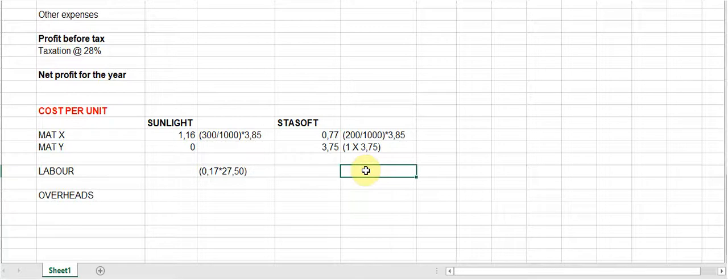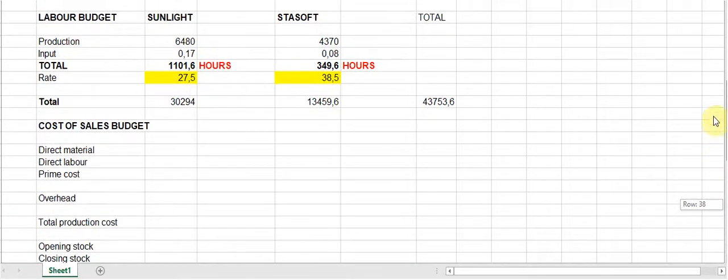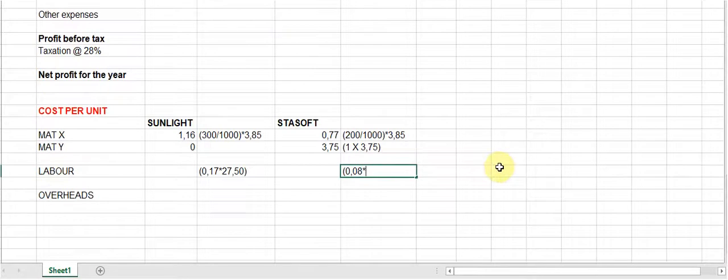For the Stasoft, it was 5 minutes. And I remember that 5 minutes, if we divided it by 60, we had to round to 0.08. And the new rate for Stasoft was 38.50. I'm just going to do that multiplication then. And this will then be rounded to a total of 4.68.